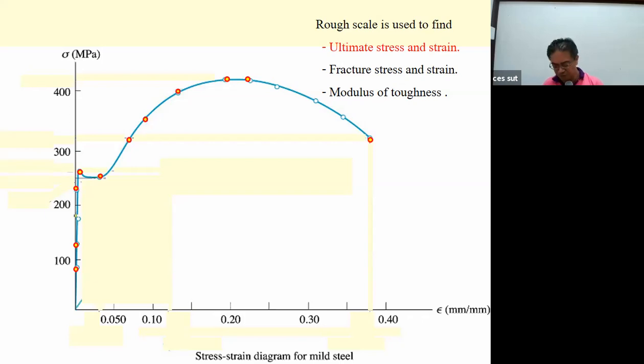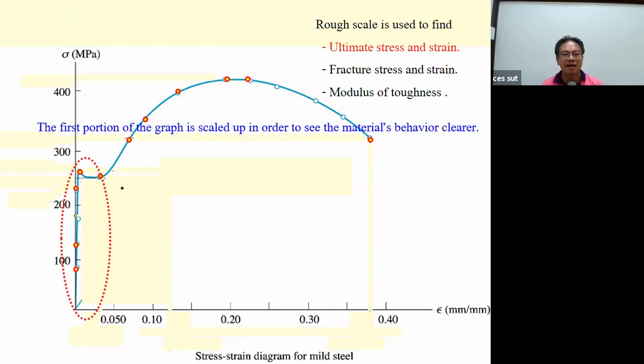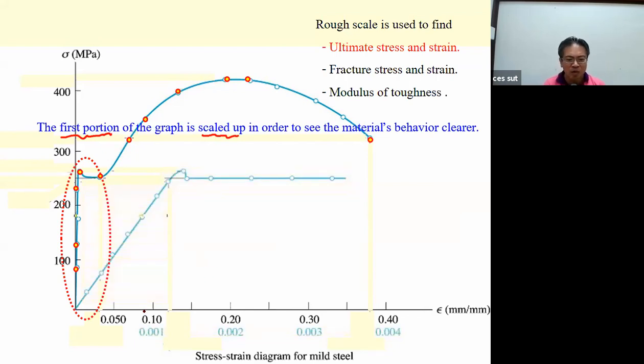Since the first portion of the graph is very close to the vertical direction, you have to scale it up to make it clearer. If we scale it up like this one, we scale it up by how much? By 100 times. For this one, it is 0.1, and for the lower graph it is 0.001. When you divide 0.1 by 0.001, it is 100 times different. So that means you scale it up by 100 times.